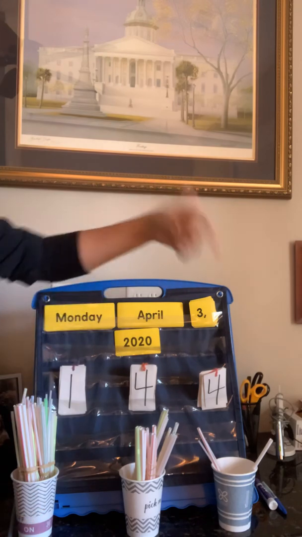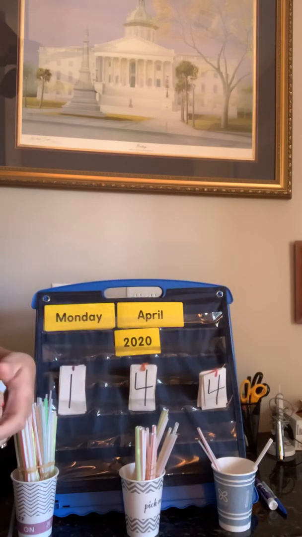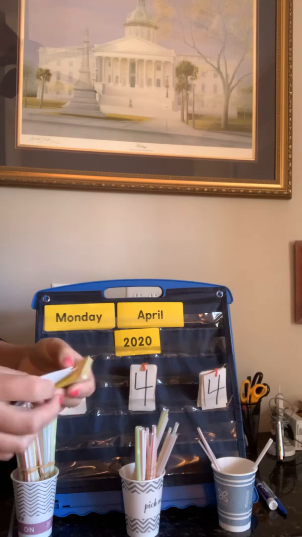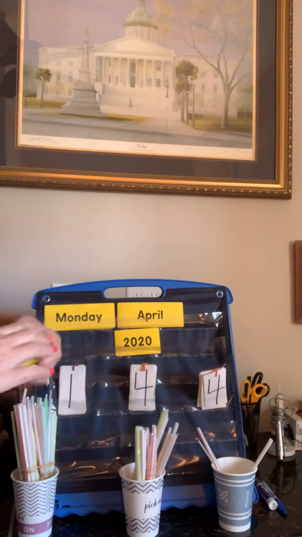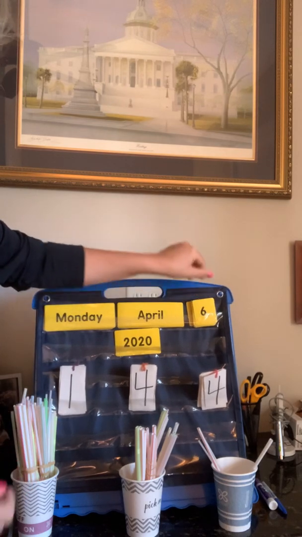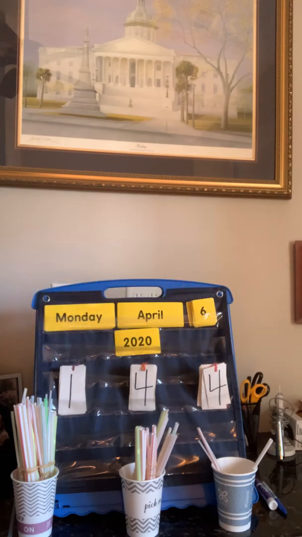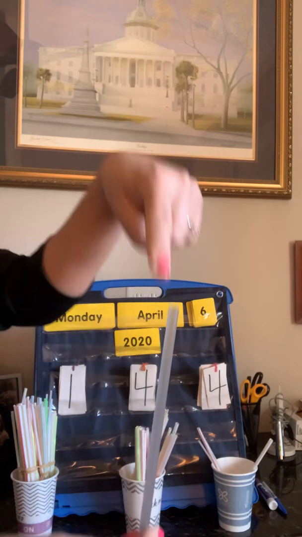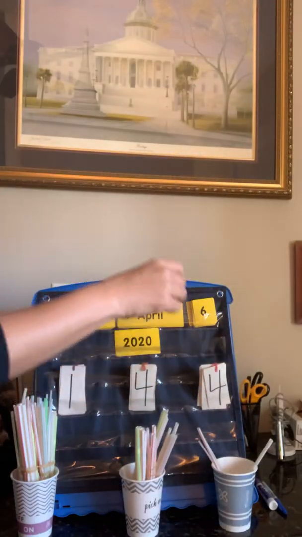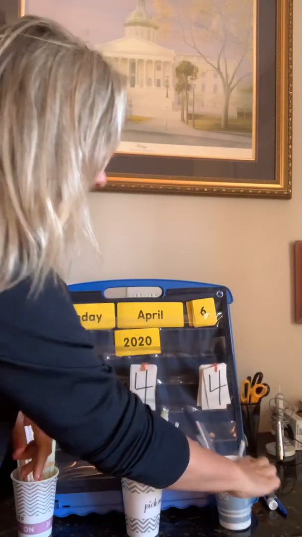So 3 plus 3 is going to equal, good, 6. 3 plus 3 equals 6. So today is Monday, April 6th, 2020. Friday, we were at school 144 days of school, and 144 plus 1 more. Remember, plus 1 is the next number. So 144, 145. Let's add it to our ones.